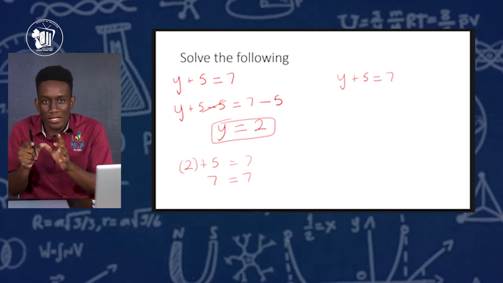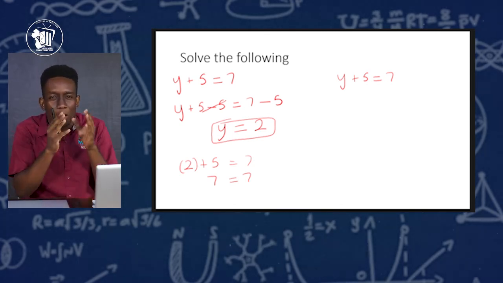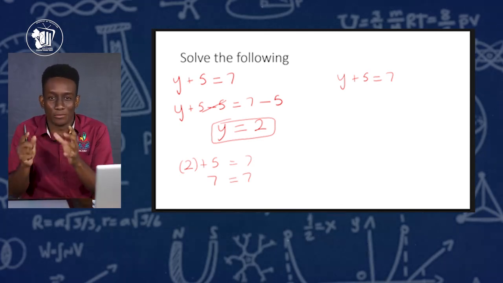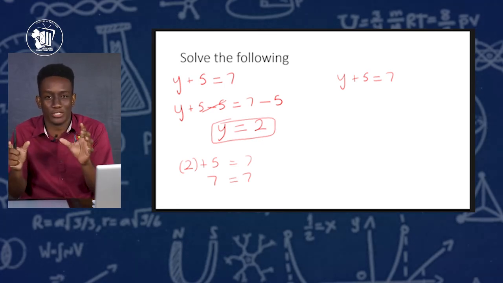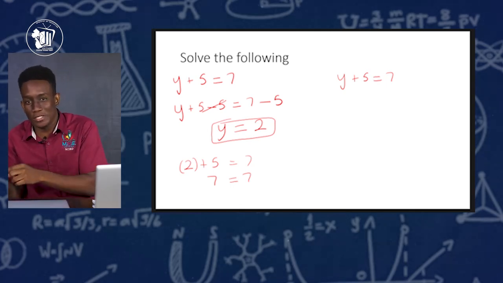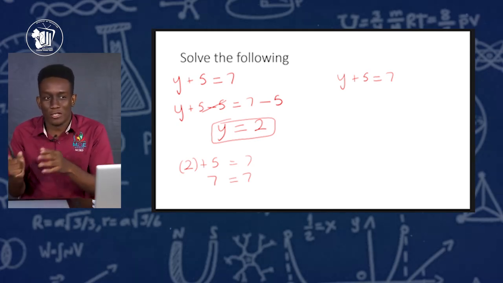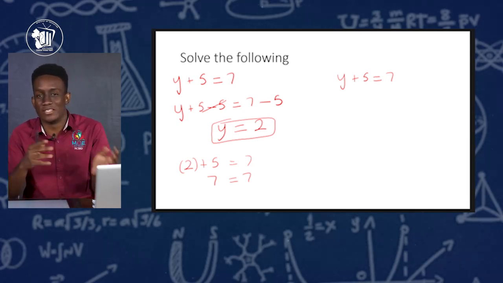But when you take a number or a variable over the equal sign, whatever operation that number was doing, when it goes over the equal sign, it will do the opposite of what it was doing. The opposite of addition is subtraction. The opposite of multiplication is division, vice versa.